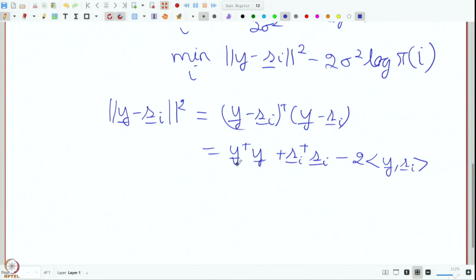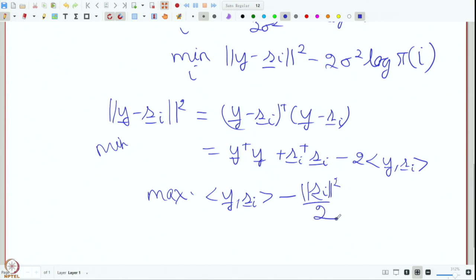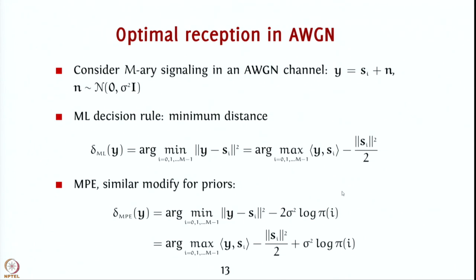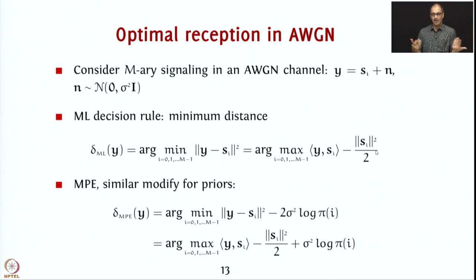If you now want to minimize over this, that is the same as maximizing, and you take this away and put a negative sign and divide by 2, you get inner product y comma si minus norm si square upon 2. This is exactly what is being written over here, and there are some advantages. If you have constant envelope signaling, meaning all the norm si's are the same, you can just find the inner product y si and find out which one was sent, and you can do a similar modification over here to get the best, minimum probability of error decision.